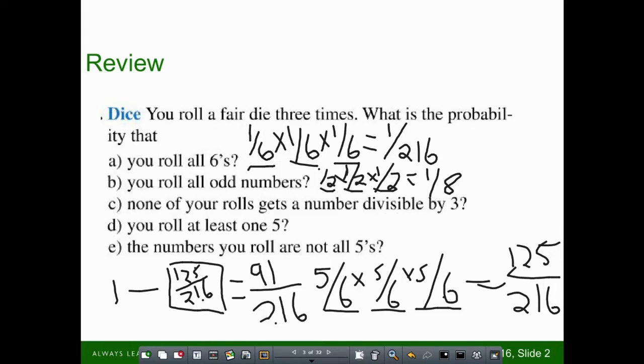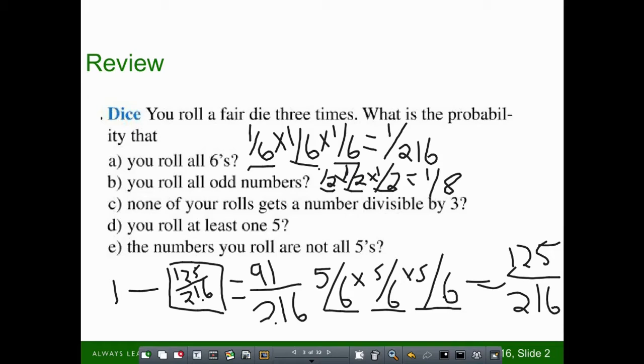Looking at that, I know that one was a little bit more challenging, but remember when we are asked things that have the words "at least" in them, it's a good hint to try that 1 minus strategy instead. So that answer is 91 over 216, and that is the probability that you would roll at least one of the 3 dice as a 5.